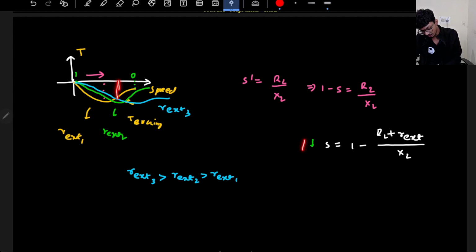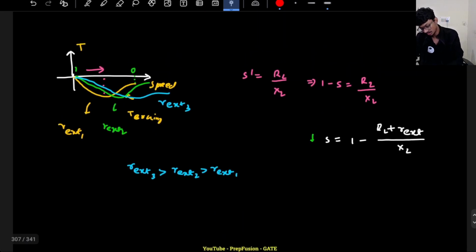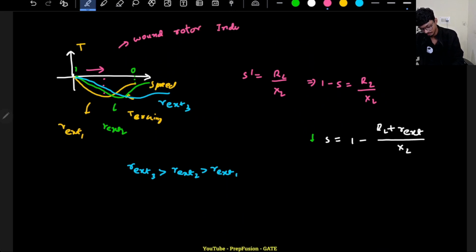So the slip at which maximum torque happens will reduce, so I will move rightwards. That's why the graph is shifting rightwards. Okay, I hope you have understood this basic point about the graph and the point at which the maximum torque will occur. These are the key points that you need to keep in mind. This is only possible in a wound rotor induction machine, because only in those kinds of machines can I add the rotor resistance.